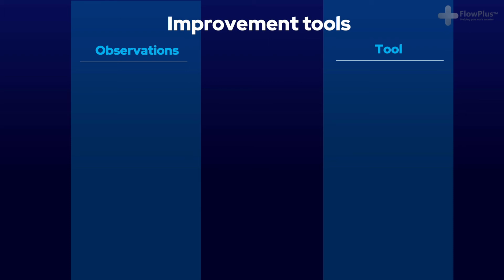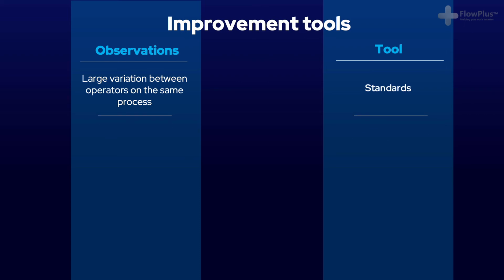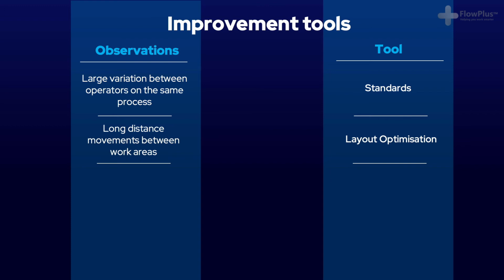If there are large differences between operators when observing the same process multiple times, then standards should be selected primarily as the improvement tool. If you find there are frequent long-distance movements back and forth to different workbenches or work areas, then layout optimization would likely be the best improvement tool. If the investigation section of the spaghetti diagram shows a large portion of the time spent searching for and collecting tools or equipment, then 5S is likely to be the best improvement tool.